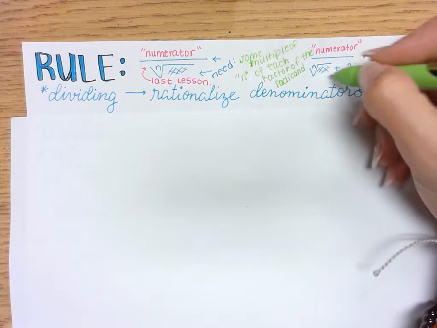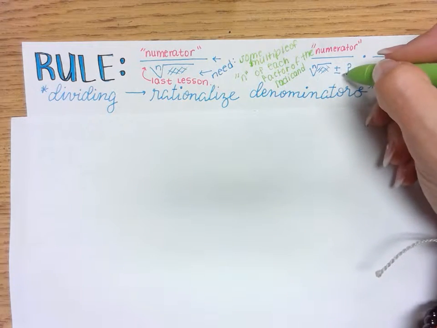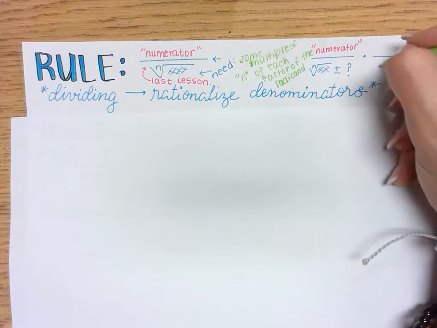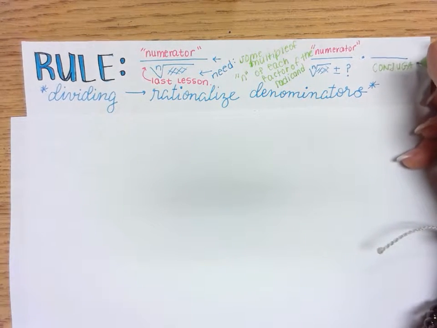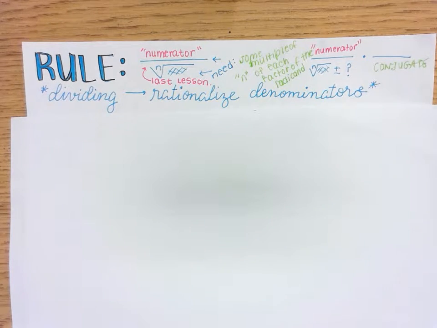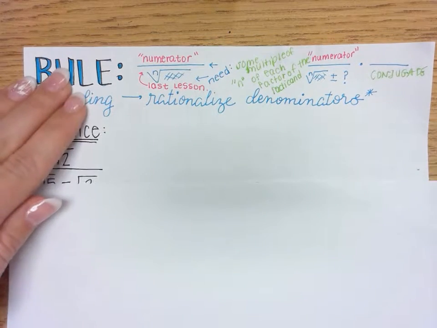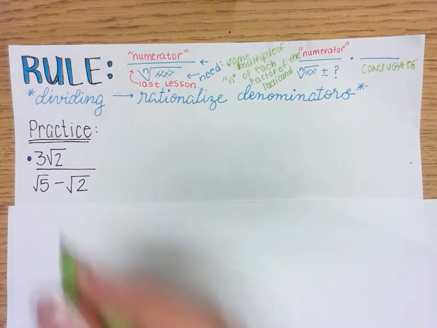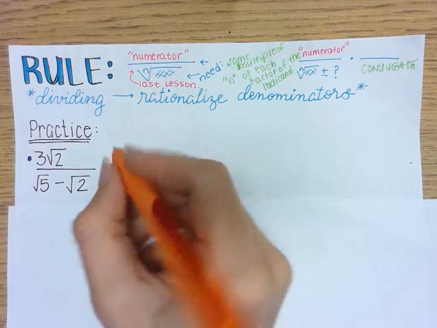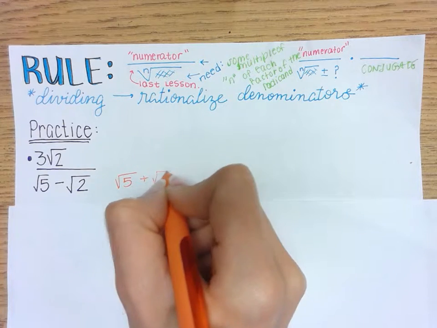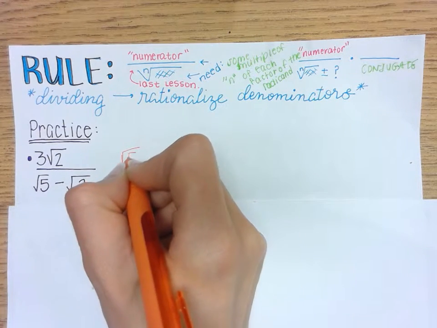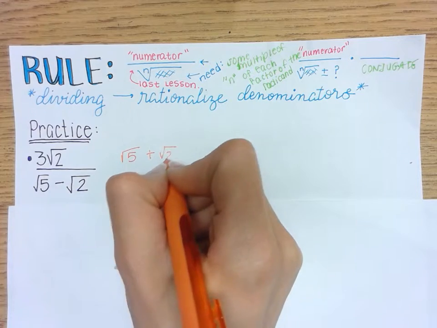But when you have a binomial, a sum or a difference, what are you going to need? Our good friend, the conjugate. Okay? That's a little sloppy, sorry. So here's our first example. What are we going to multiply on top and bottom by? Let's just get right to it. This is Algebra 1 review. Rad 5 plus rad 2, whatever you multiply by on bottom, we multiply by on top.